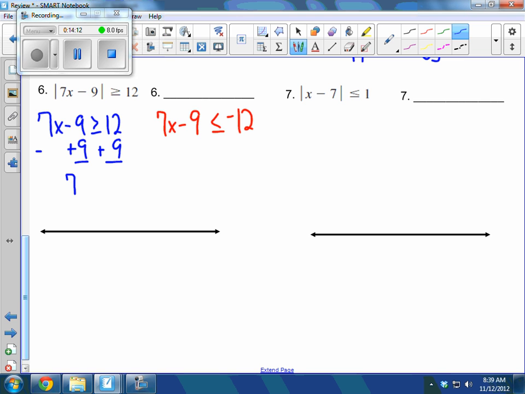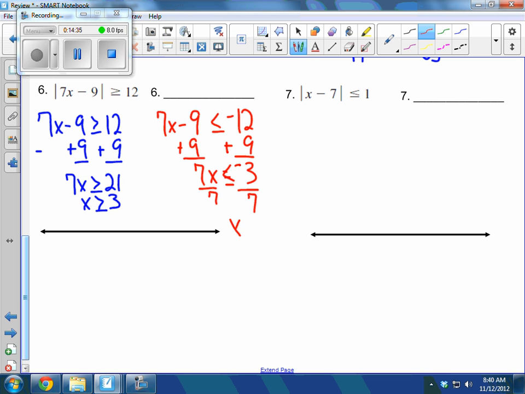So in the blue problem, I get 7x is greater than or equal to 21. And now when I divide by 7, I get x is greater than or equal to 3. And in the red problem, I'm also going to add 9. This time, I'm not going to get 21 out of it. This time, I'm going to get a -3 out of it. So I'm going to divide by 7.